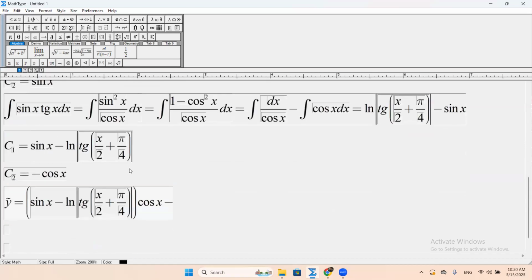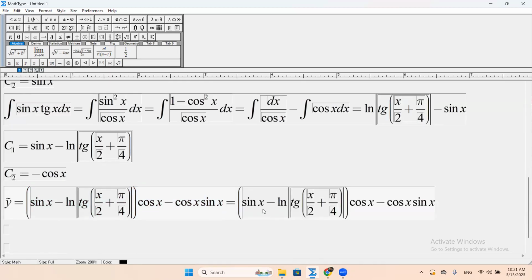and minus cosine of x by sine of x. Now I will simplify it a little bit. Simplifying, let us expand brackets. So sine of x, and here minus sine of x by this logarithm.